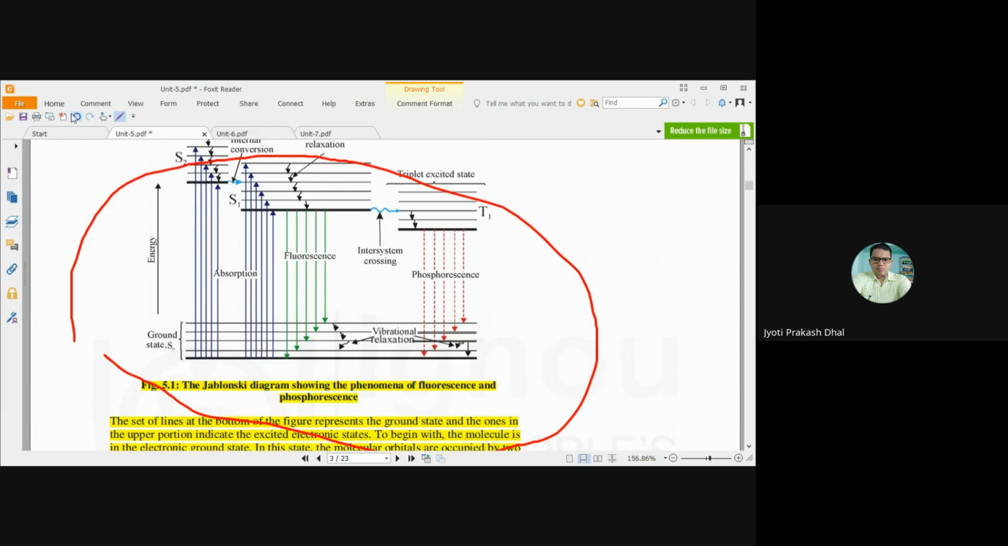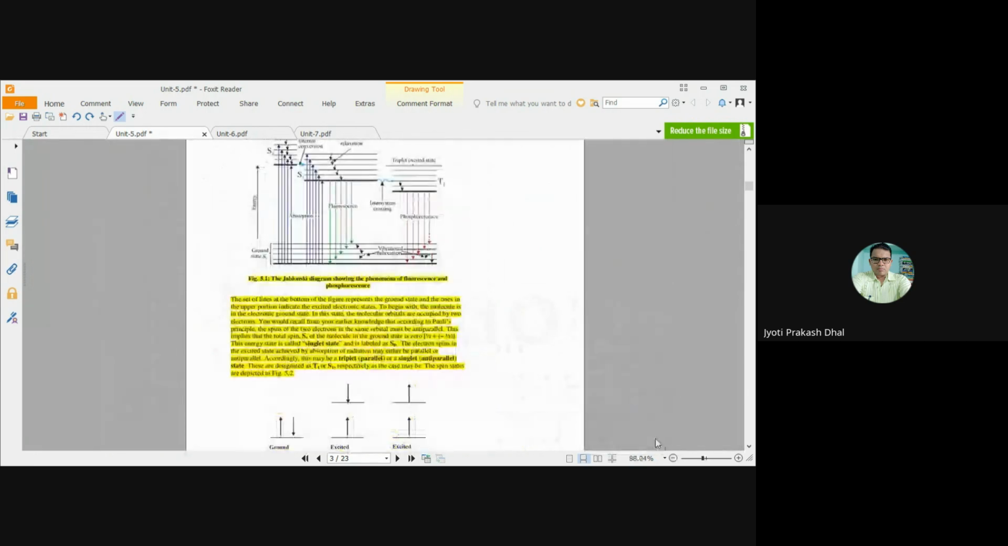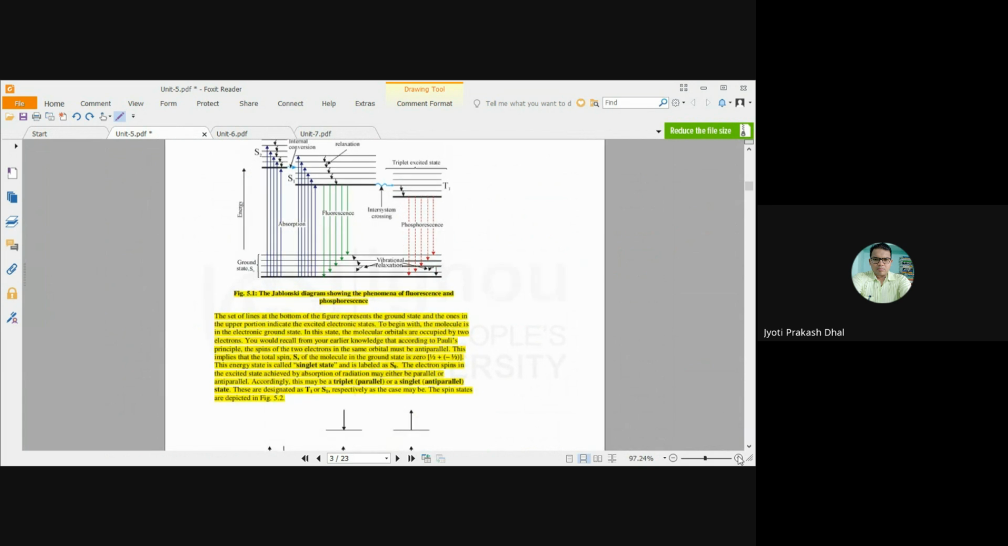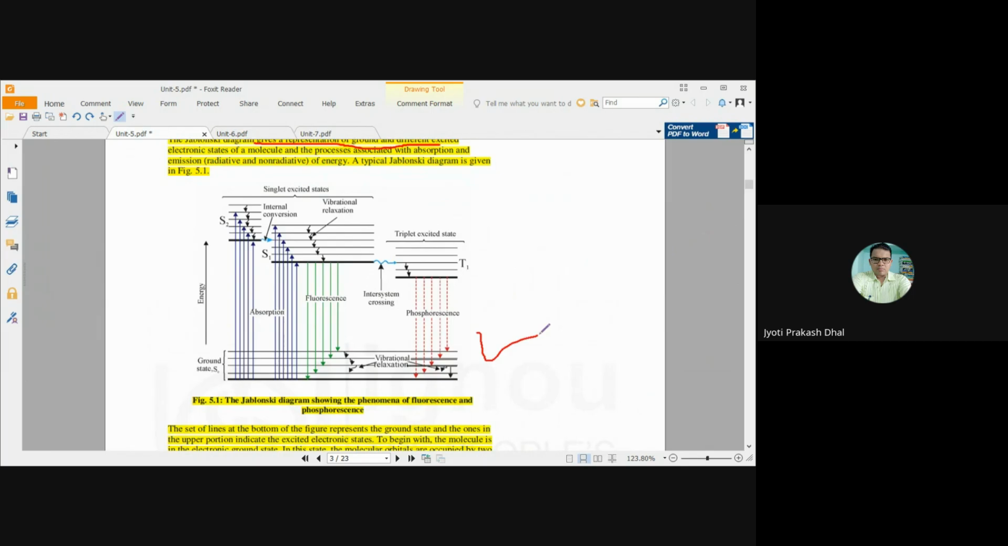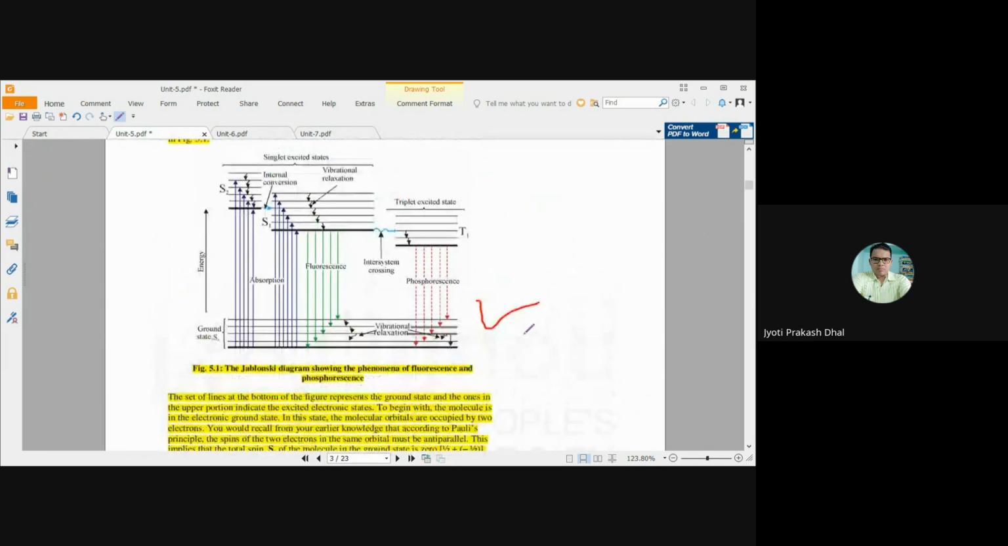So now we'll discuss what are the different phenomena associated with absorption or emission of light that are explained in this Jablonski diagram. A typical Jablonski diagram is given in this figure. You can see these are known as the ground state. The ground state of any molecule is designated as S0, and this is the first excited state S1. This is the second excited state S2.